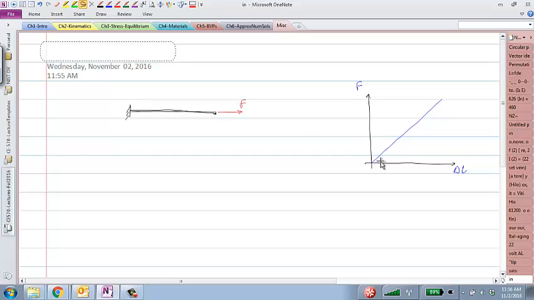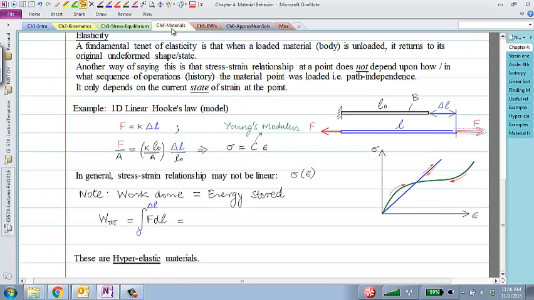So the area under the curve, going from here to a final value of this delta L naught that we had in this case, would be the total work done by that force, correct? And that area under the curve is nothing but this integral of F dL integrated between 0 and delta L. That's the total work done.